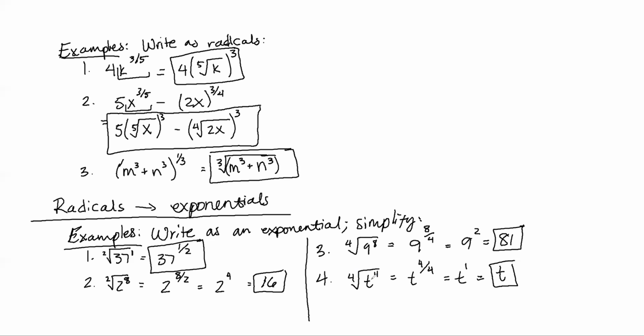All right, so the last part of this section, we're going to be going in both directions. So we'll go from some rational exponents to radicals, and then we'll do some radicals back to exponentials. But before we get to that, we do need to do a quick review of the exponent rules, because I'm sure it's been a while since you've seen these.